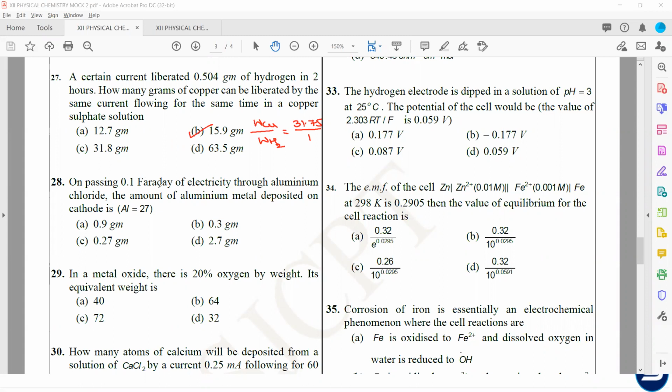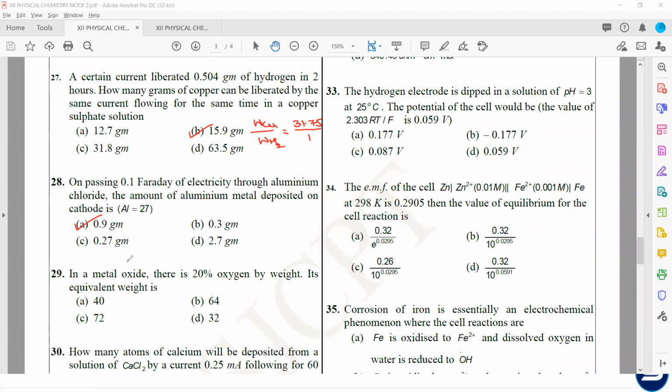On passing 0.1 Faraday of electricity through aluminum chloride, the amount of aluminum metal deposited on cathode will be? It is direct, right? 0.9. Because 1 Faraday liberates or deposits 1 gram equivalent of any substance. So 1 Faraday deposits 9 grams of aluminium, 0.1 Faraday will deposit 0.9 grams.